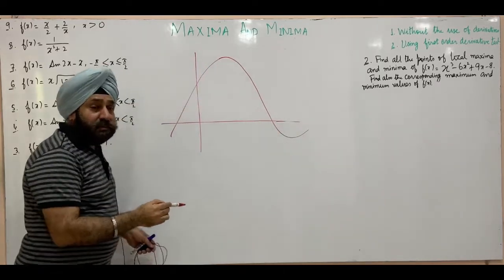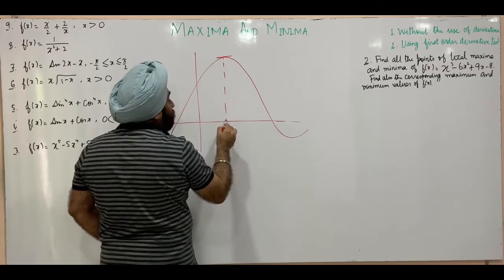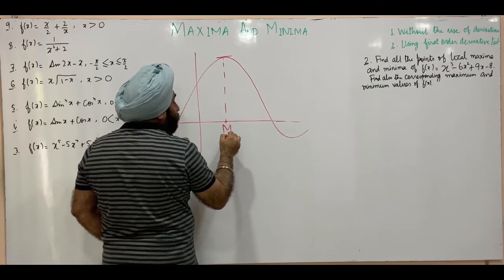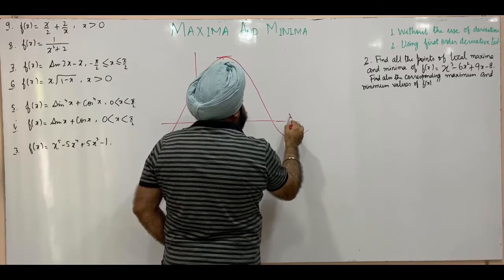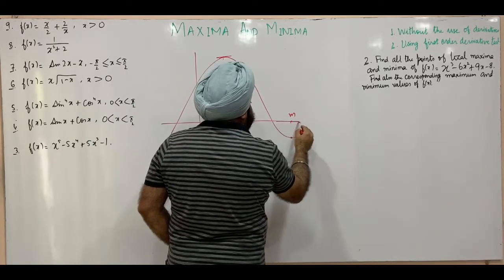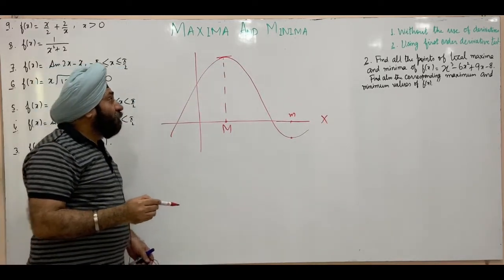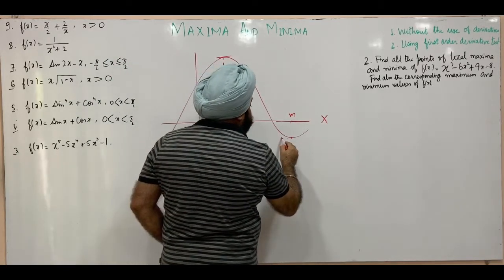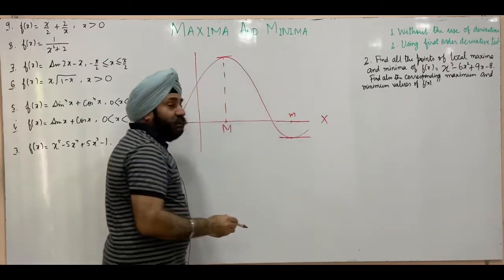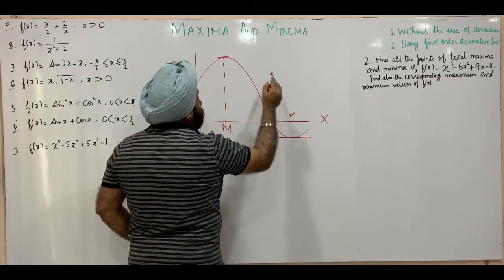We can say this is the point of maxima, this is the maximum value of the function, and this is the corresponding point of maximum. This is the minimum value of the function and this is the corresponding minimum value of x. So whether it's a point of maxima or a point of minima, we can see the slope of the tangent is 0. We can see the tangent is parallel to the x-axis.